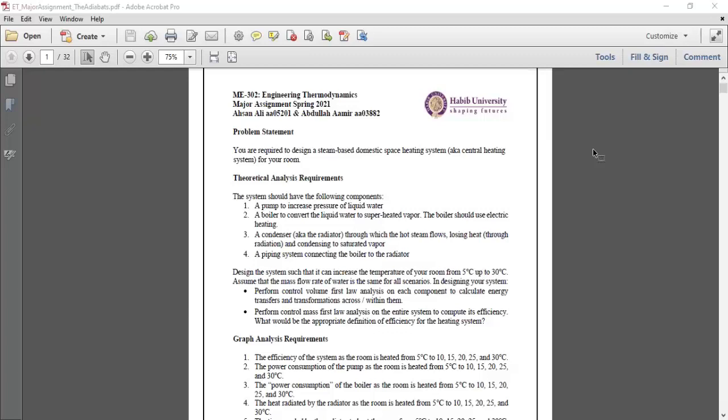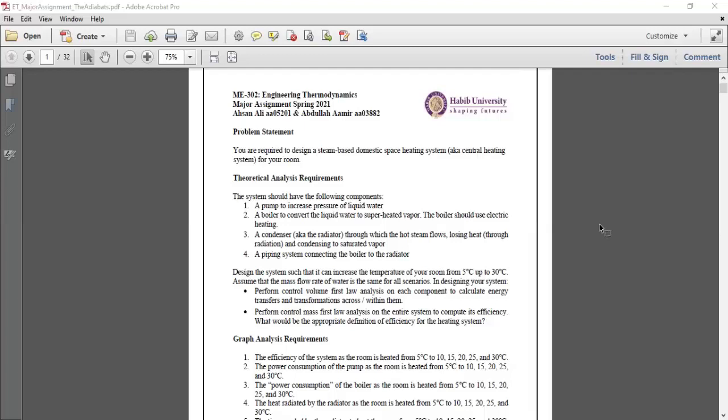The first one is the pump, which is required to regulate the flow of the substance within the system. Next, we had the boiler, which is responsible for converting the liquid water into superheated vapor, which is passed into the condenser or radiator via piping system. The piping can serve the purpose of changing the pressure or temperature depending upon our assumptions taken for it. Lastly, we had the condenser system, which is supposed to be mounted within the room and is responsible for radiating the heat within the room, increasing its temperature.